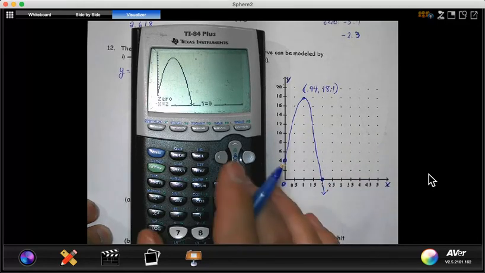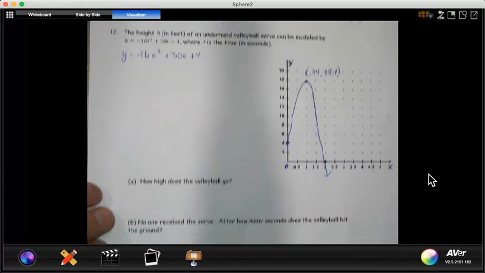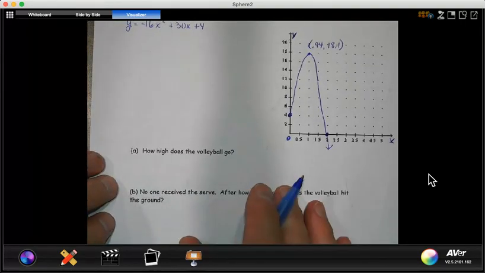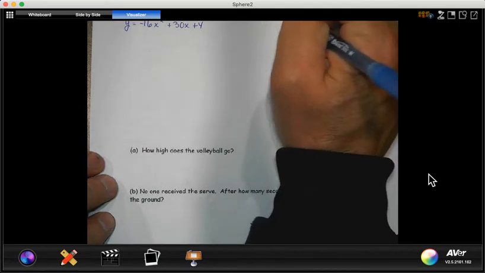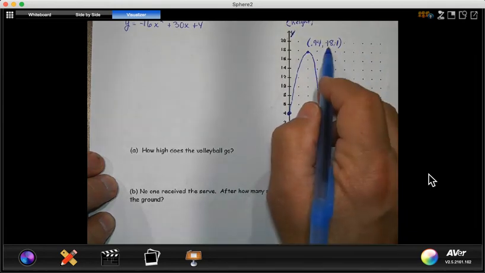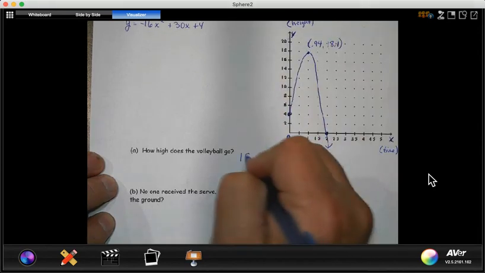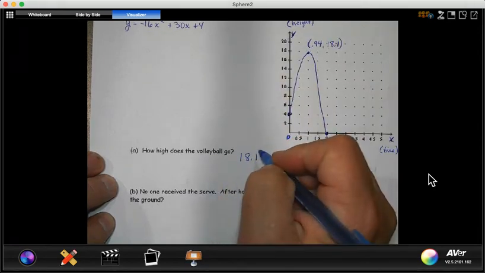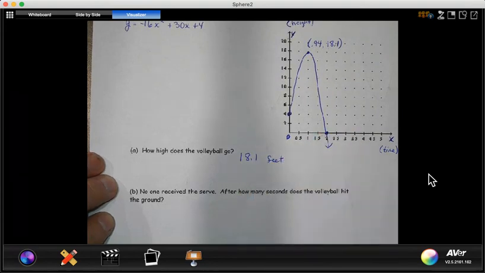Okay. Now let's answer the questions. How high does the volleyball go? Remember, the y value represents the height, and the x value represents time. So the y value at the top is 18.1. So 18.1, and what are my units? My units are in feet for height.